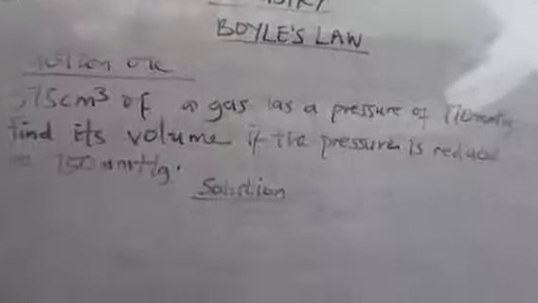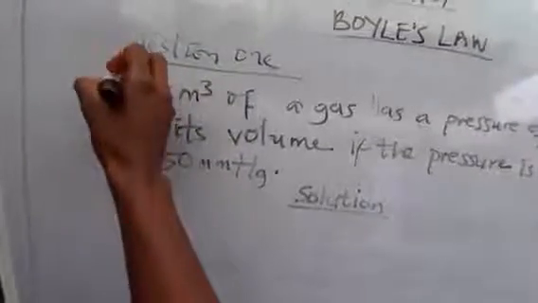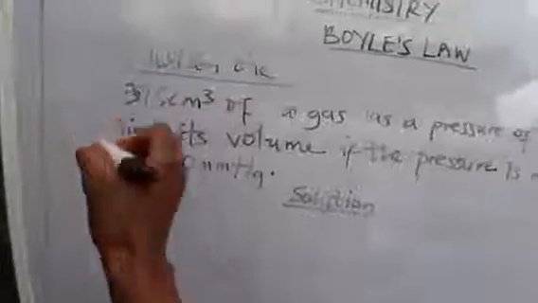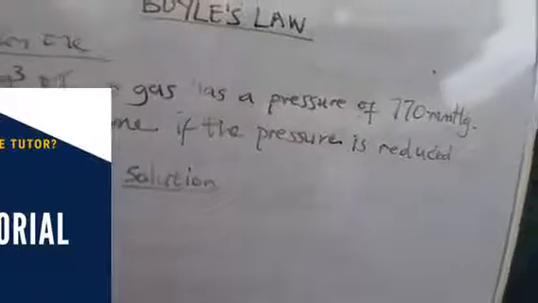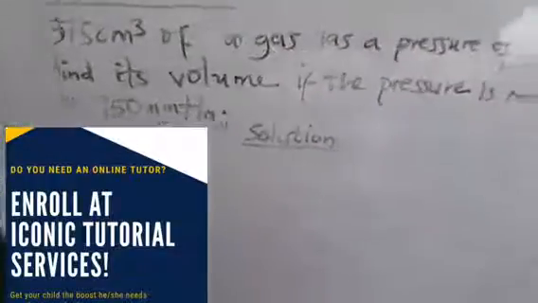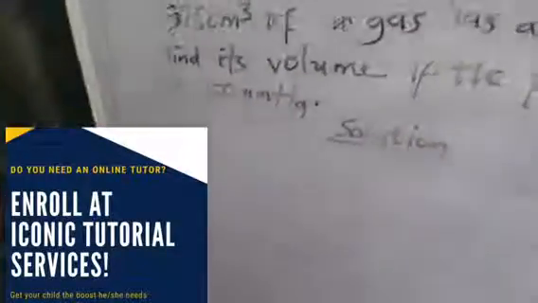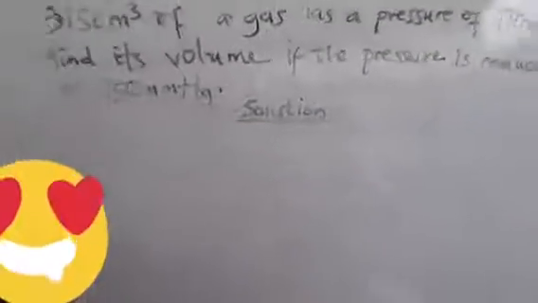Now let's solve a question here. It says 375 cm cube of a gas has a pressure of 770 millimeter mercury. Find its volume if the pressure is reduced to 750 millimeter mercury. Now, to solve this question, the first thing we need to do is look at the variables involved. So we have pressure and volume. That means we are looking at a pressure and volume relationship.